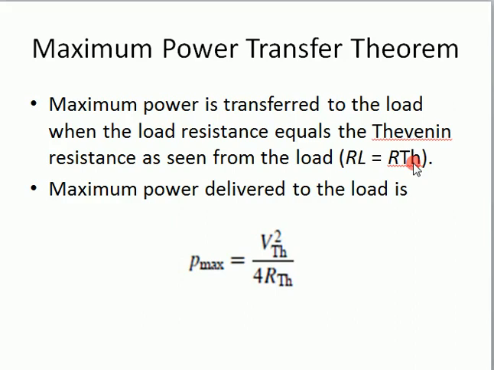So when the load resistor is not equal to the Thevenin resistance, we have to find the value of power. You may use any formula for that: P is equal to VI, P is equal to I square R, or P is equal to V square over R. Having these three formulas, you may find the value of power of that load.